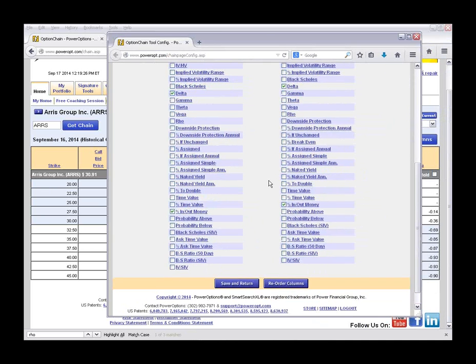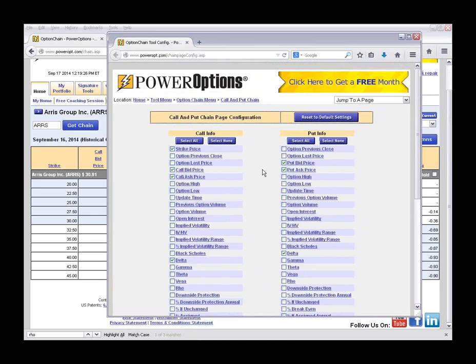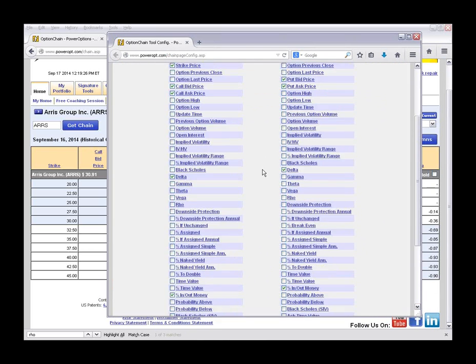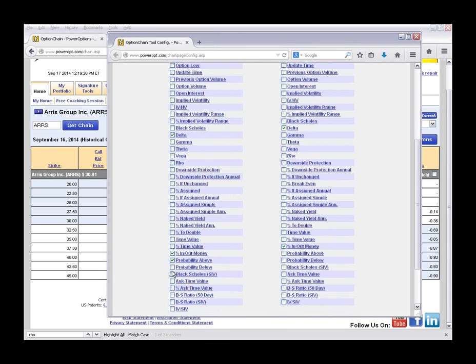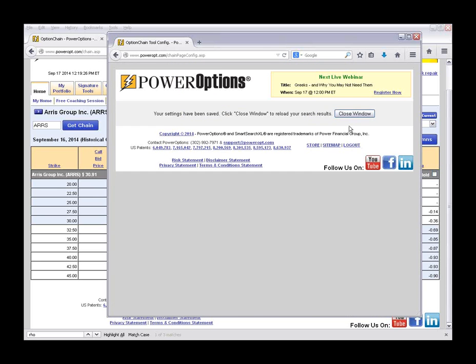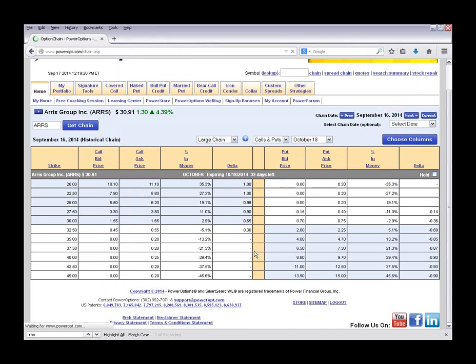What I'm doing is going here to the choose columns feature for the calls and the puts, and real quick we just want to select the probability above and probability below. So I'll do that for the call, and I'll do that for the put. I think what Ashish wanted to know is how is that related to delta on ours? What's the difference? Okay, let me save and return, refresh our page here.